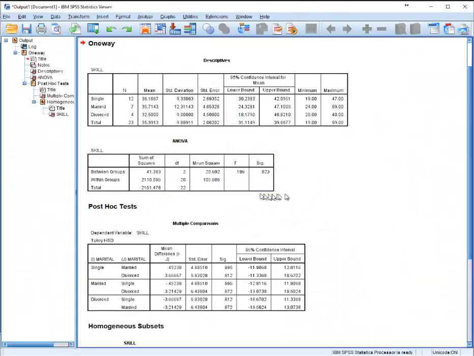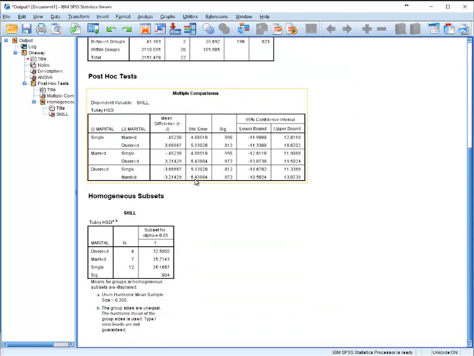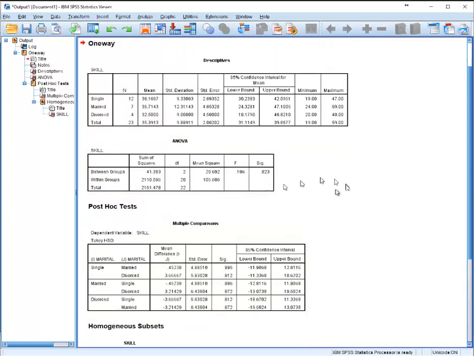When we run this test, we get several sections of output. The first gives us the means of each of the 3 groups. The second is the overall ANOVA answer. And finally is the Tukey HSD test.